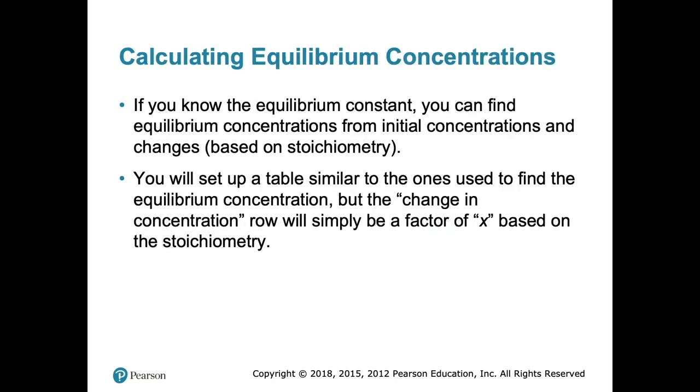So, calculating equilibrium concentrations. We'll go through an example of that in just a second. If you want to find equilibrium concentrations, you can find them from the initials and the changes based on stoichiometry, which we saw in the previous example. You will set up another ICE table, but the change now will all have x's in it, where you have to solve for x. I'll show you how to do that in a second.